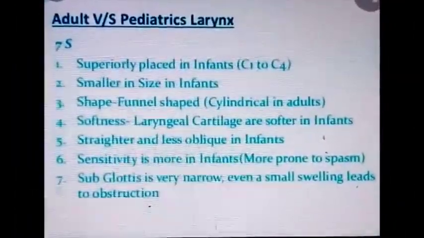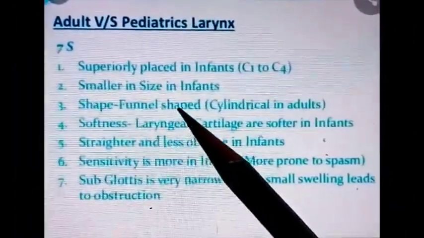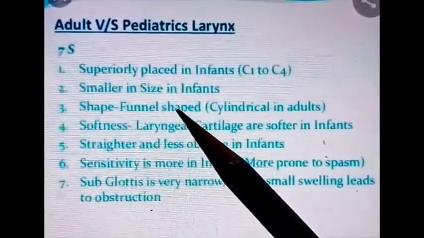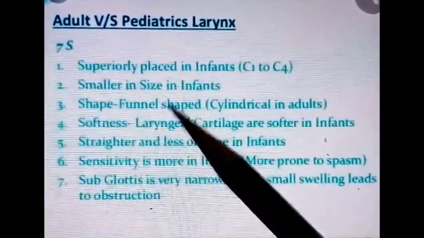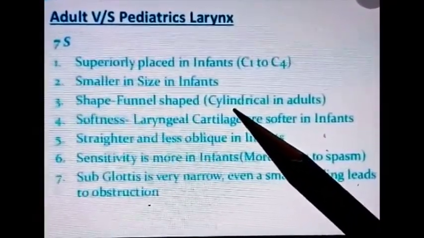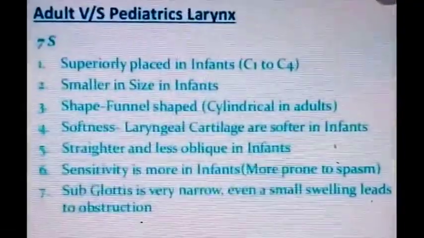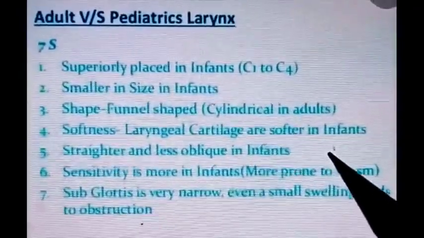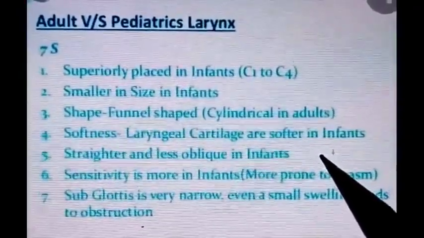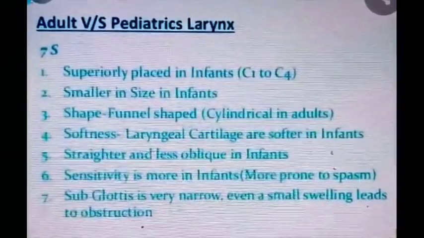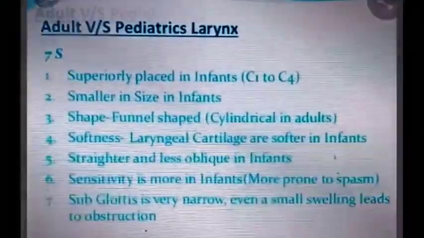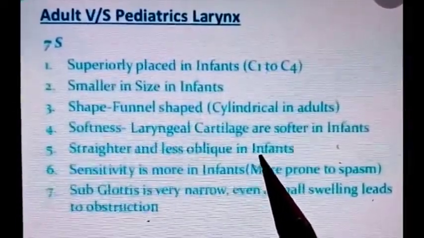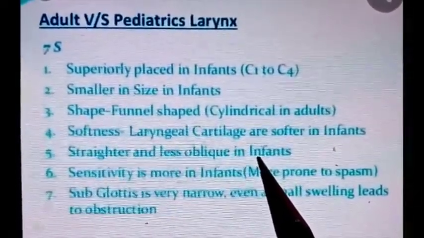Then shape of larynx in case of infants is funnel shaped and its cavity is shorter, and it is cylindrical in case of adults. Then softness. Laryngeal cartilages are softer in case of infants than in adults, and their size is also smaller in case of infants. Larynx is straighter and less oblique in infants as compared to adult larynx.